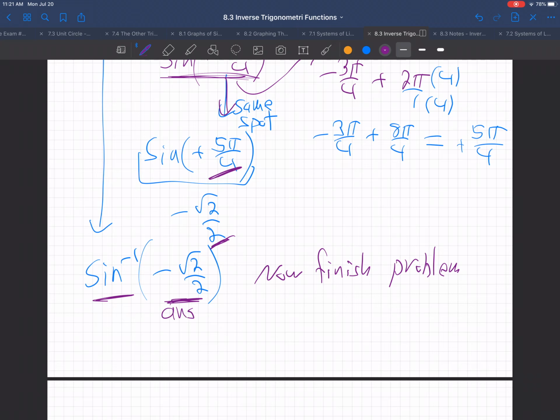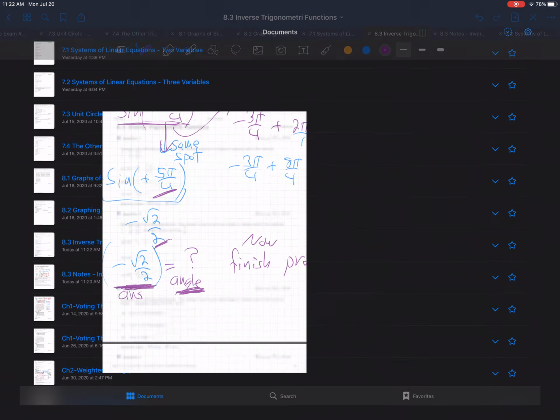Remember, this is an answer, and we're looking for an angle. So we're looking for an angle whose answer on the unit circle is negative root 2 over 2. So I'm going to go back to the unit circle, find where the answer is negative root 2 over 2, and grab the angle going with that, because this is sine inverse. That means you put answers in, and I'm looking for an angle. All right, let's go back to the unit circle.